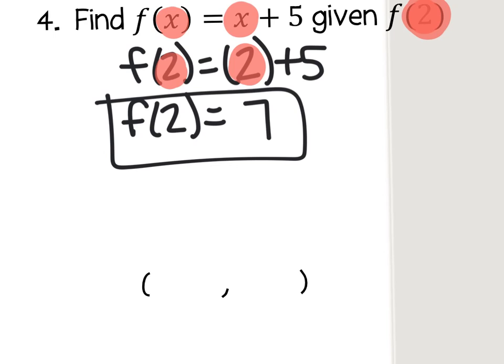And in an ordered pair, the ordered pair is 2, 7. And we knew the x was 2 because they already gave us that. And the y is whatever we got out as our answer, which in this case we got out positive 7. So that's where this y value came from.